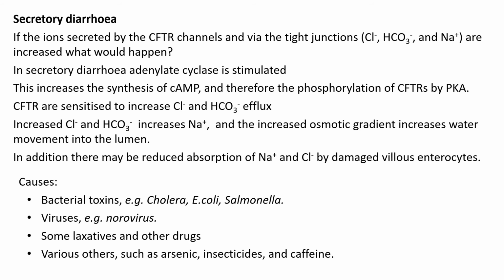Things that do this, that upregulate the adenylate cyclase, the cyclic AMP, and the phosphorylation of CFTRs, are things like bacterial toxins. So these bacterial toxins, examples are cholera, E. coli, or salmonella. Our virus that does this, that produces toxins, it's really one of the very few, if not the only virus known to secrete toxins, is norovirus.